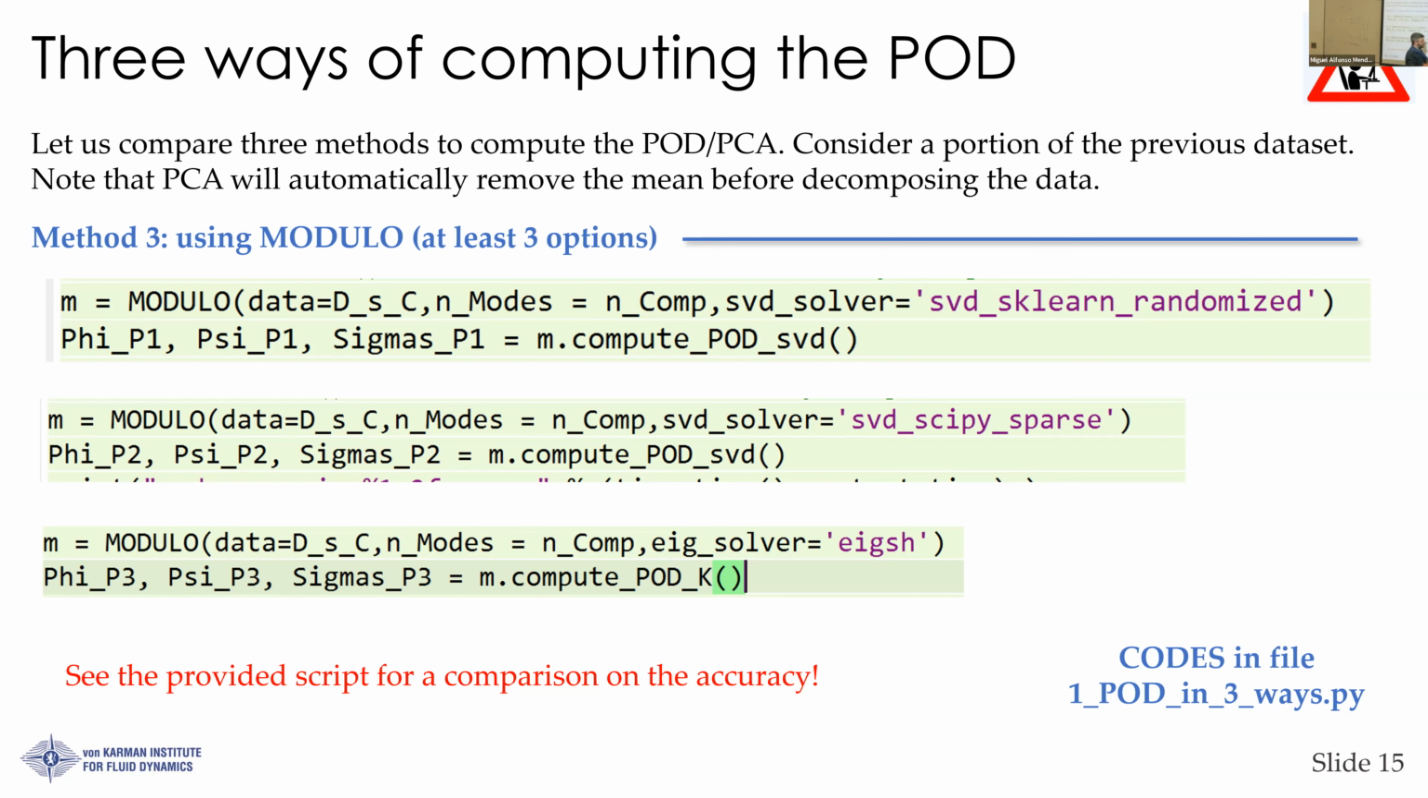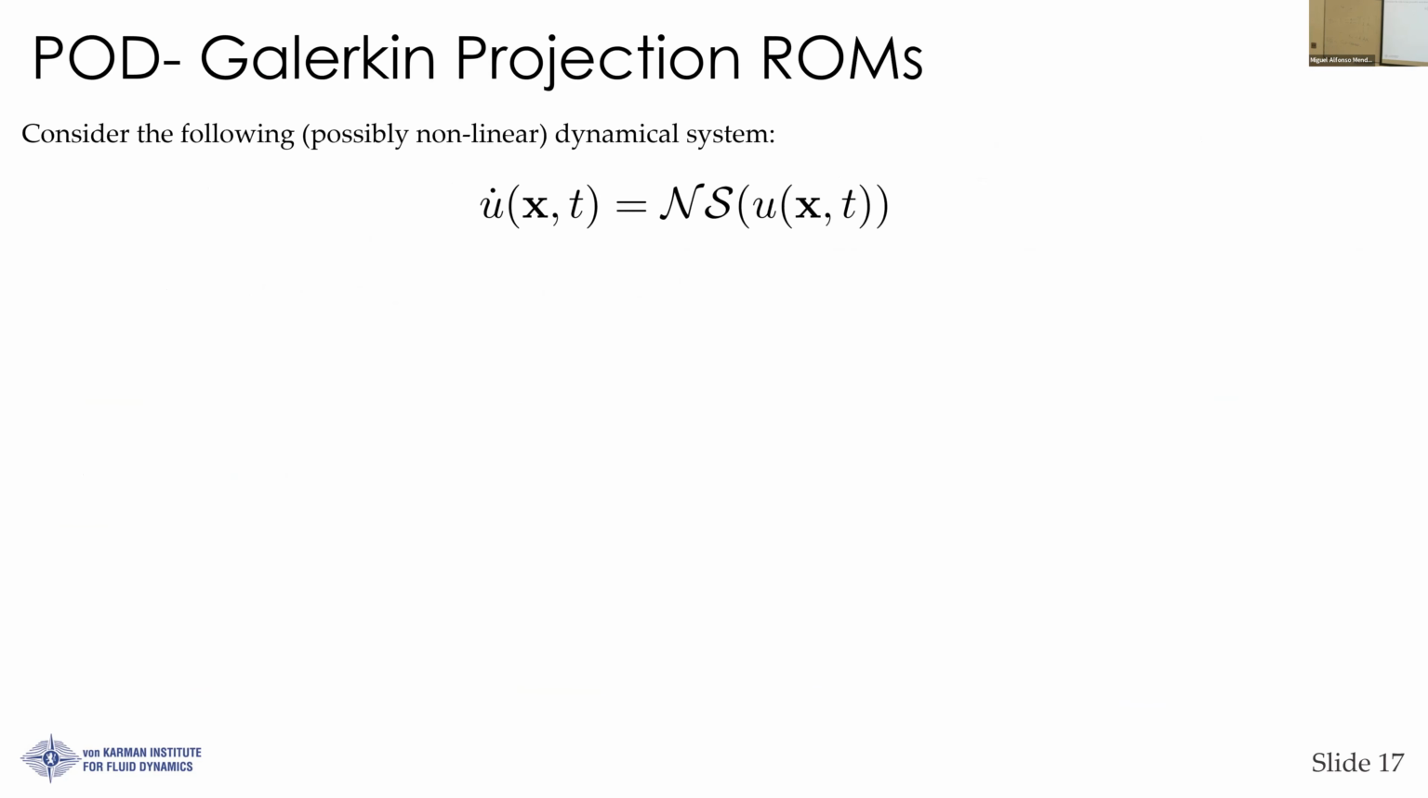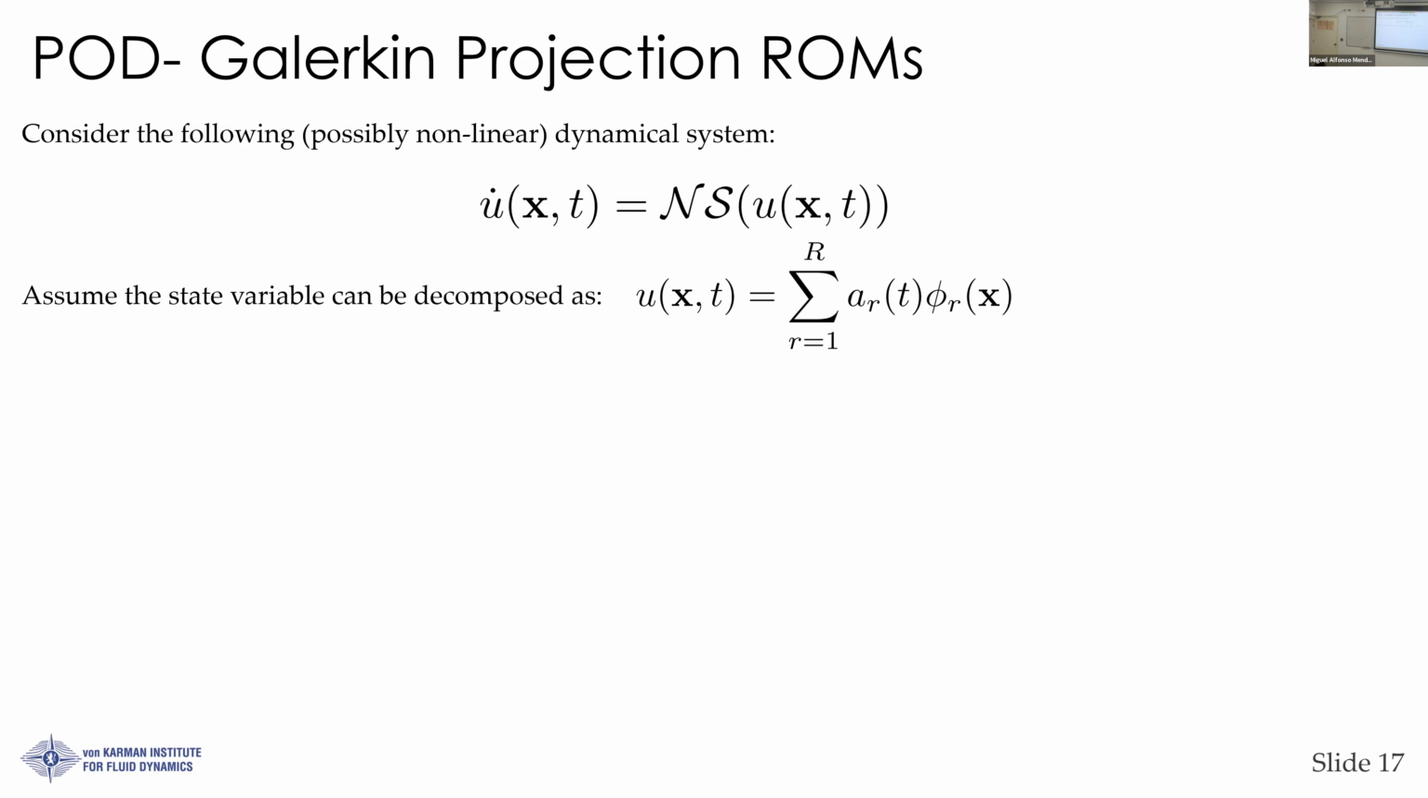Now, since I want to go quickly to the exercise on the Galerkin projection, I jump on the main idea and then you do the exercise, okay? So the main idea is the following. Let's say that you have a dynamical system that can be nonlinear and it's advancing in time according to some complicated function. Let's say that you have been given some data.